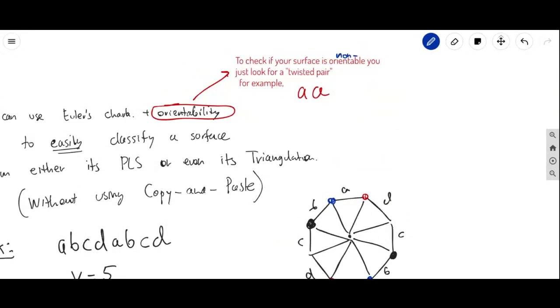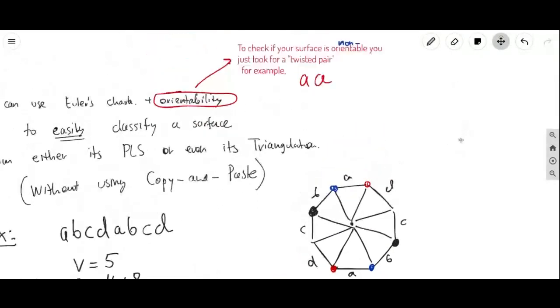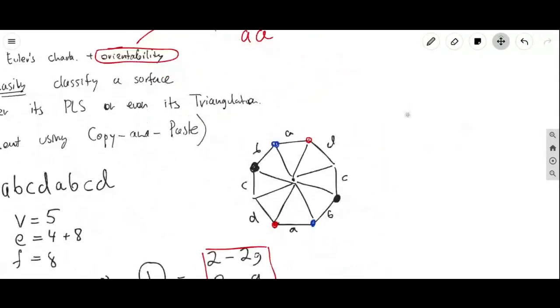To check if a surface is non-orientable, you just look for a twisted pair. So you found the twisted pair, and so your surface is not orientable. And it kind of justifies, so let me maybe draw the picture again for why you would say this is not orientable.